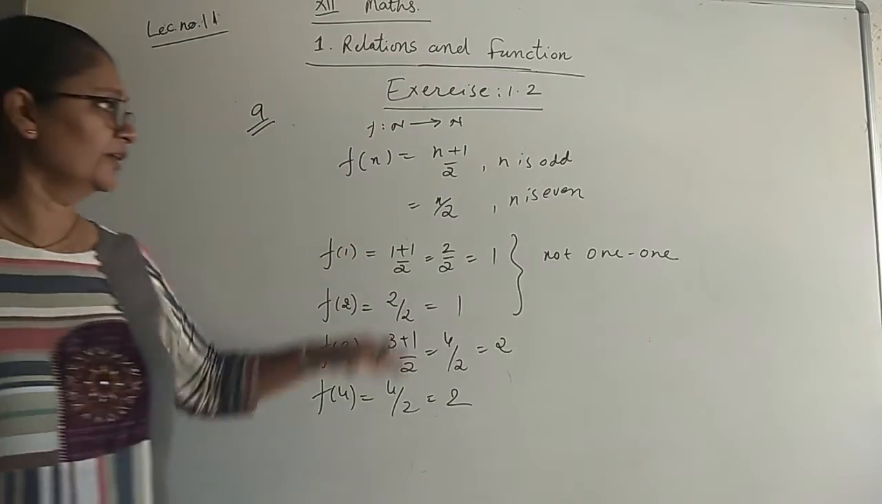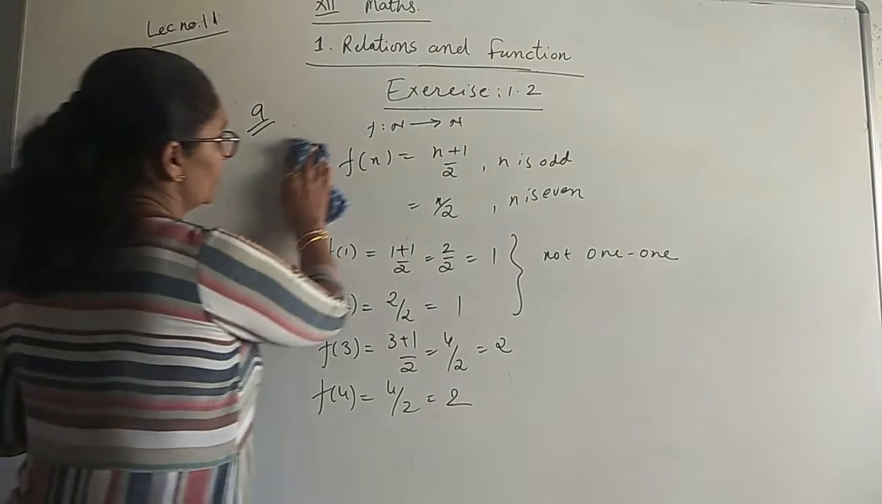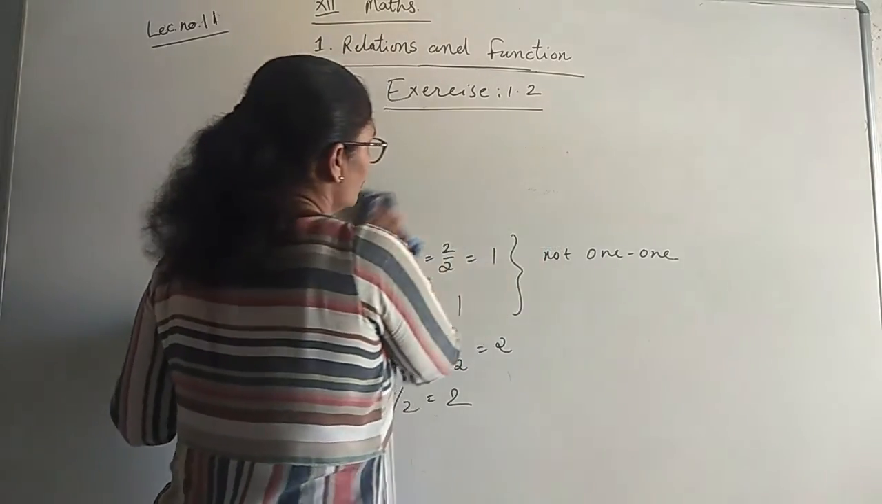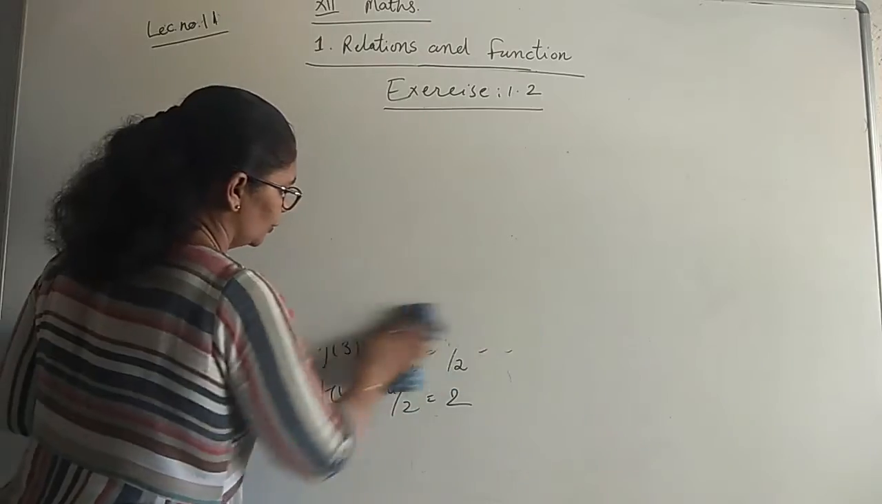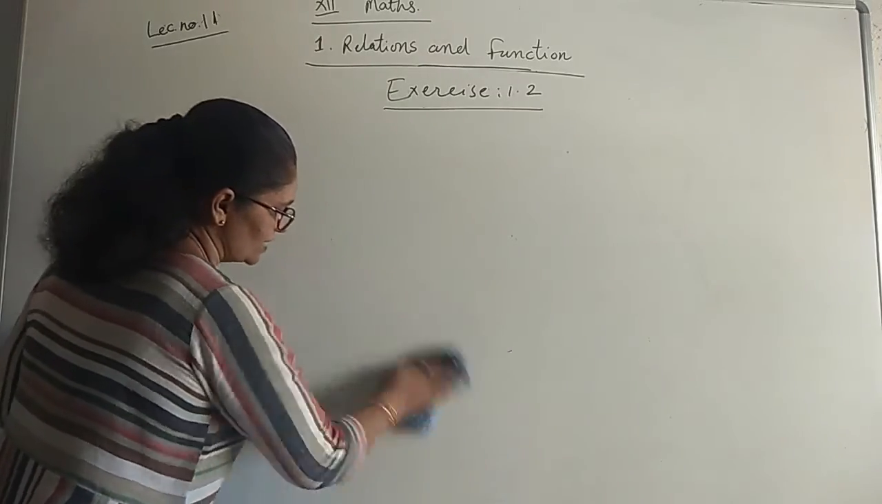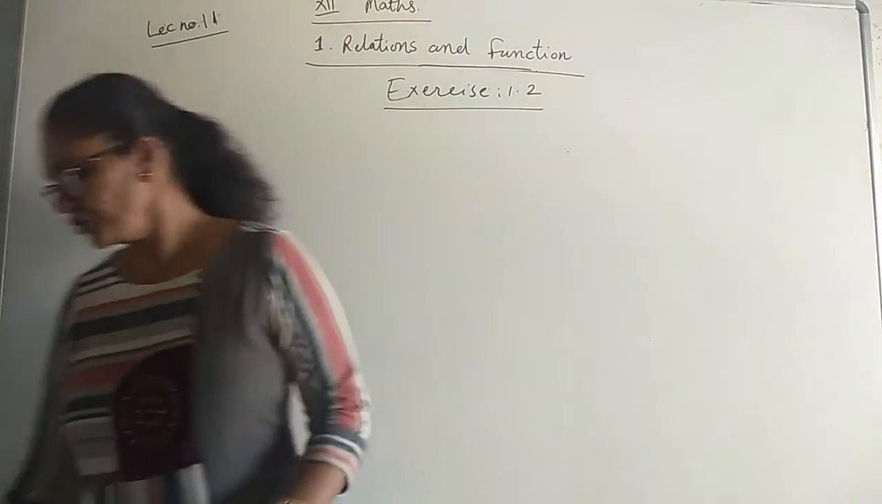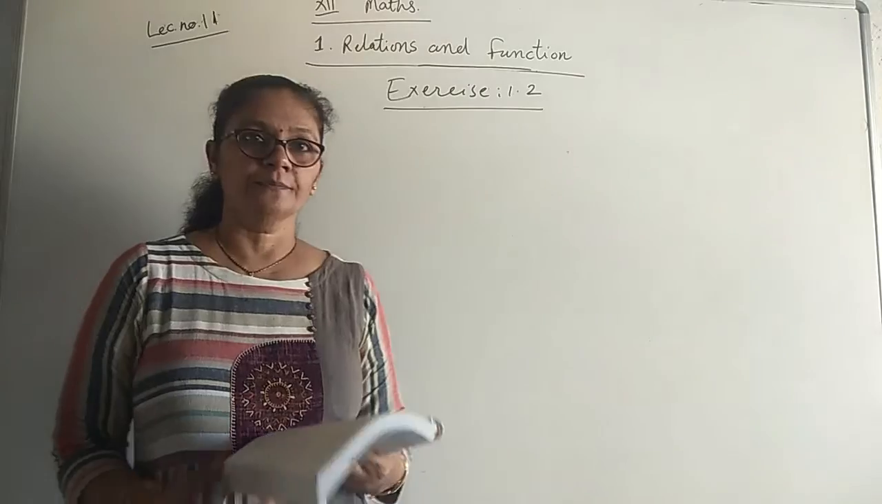So this one is clear to you, and how to write it with the definition you already know. You have to start with f of n1 equal to f of n2 and you have to end with n1 equal to n2. But here n1 and n2 will not be equal, as I have shown by the example. If you don't get the definition the proper way, then by example also you can prove it.